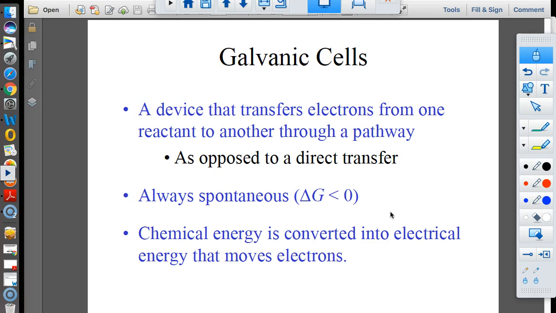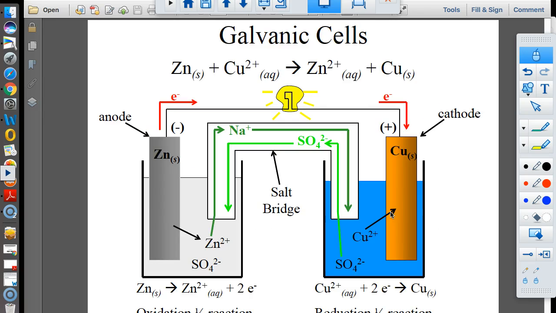So again, galvanic cells are always spontaneous, so the free energy change is negative. Electrons are going to transfer from one reactant to another. And so we just saw that outside, and that's electrical energy. Now this is terrifying, right? When you just look at these pictures, they're super scary, but this is what we just did. So this is where I want y'all to rewrite the mnemonic to make sure you got it.